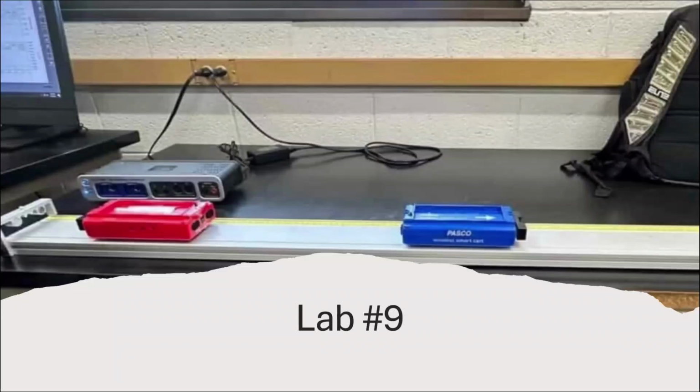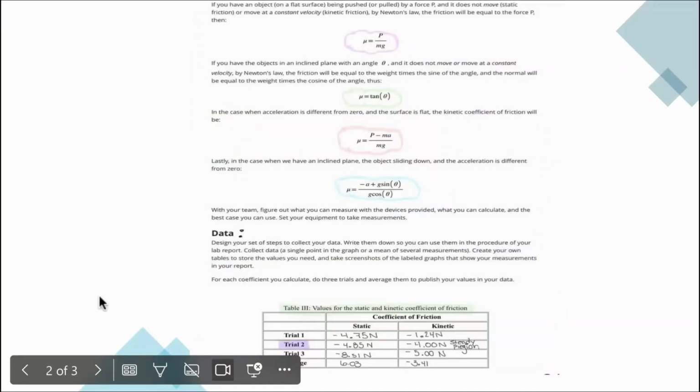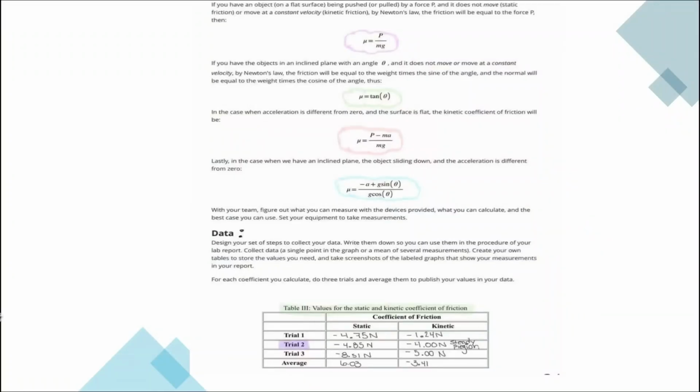So we basically are collecting data to allow us to determine the friction coefficients. For example, I was supposed to work on trial number 2, which is going to be right down here. The numbers that we got for trial number 2 were negative 4.85, and we got negative 4.00, which was the steady region.